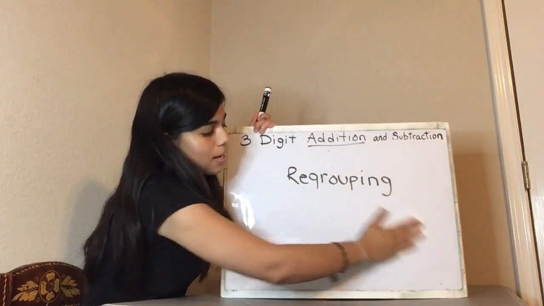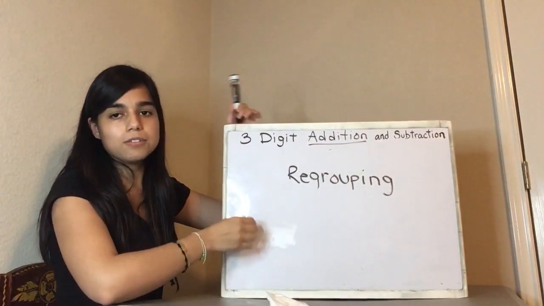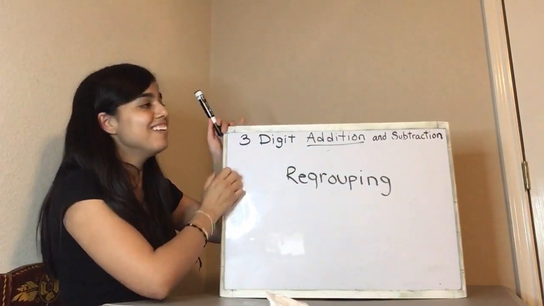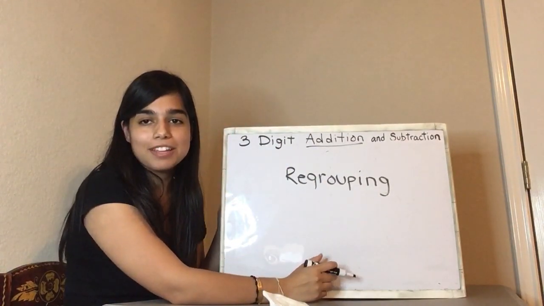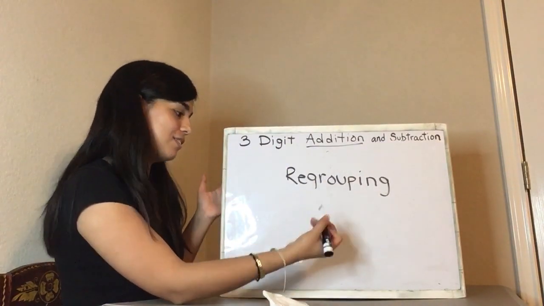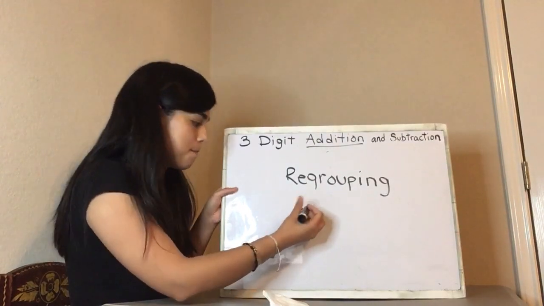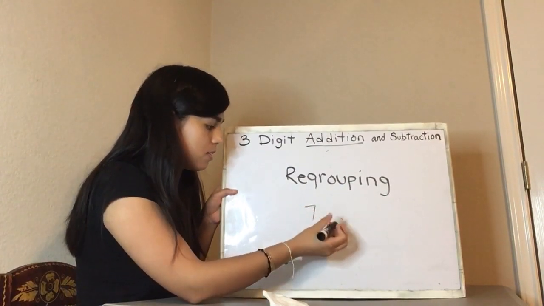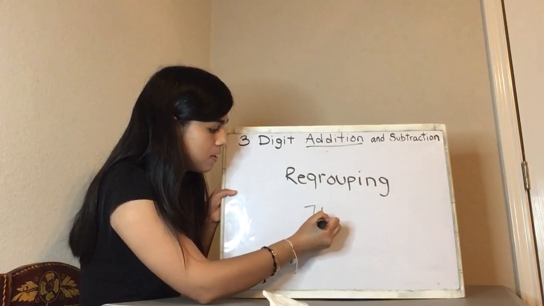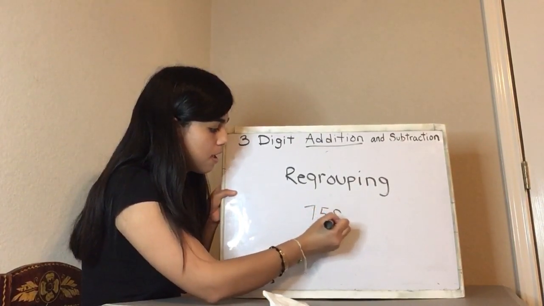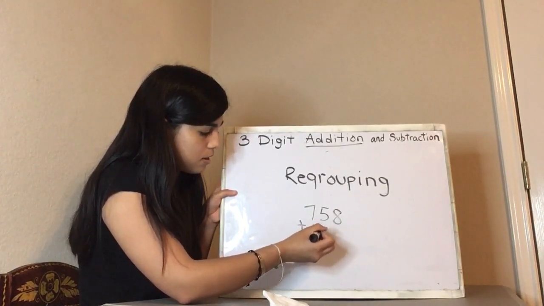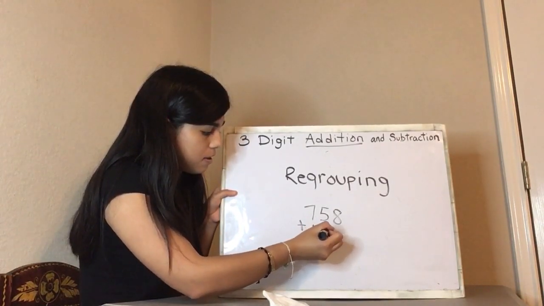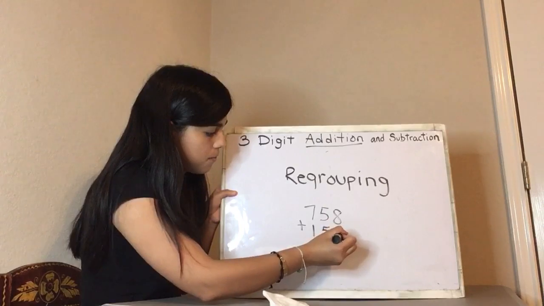Now, there's times when we have to regroup more than once, right? So let's do an example of that one. Let's do 758 plus 154.